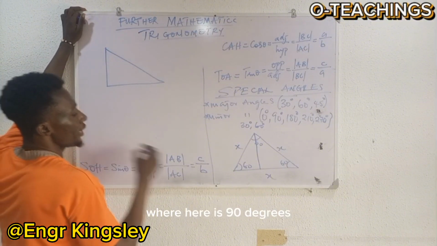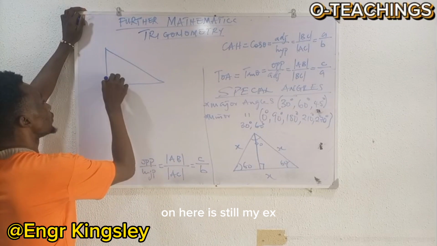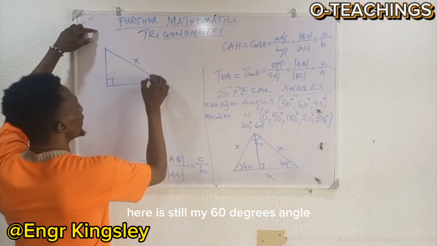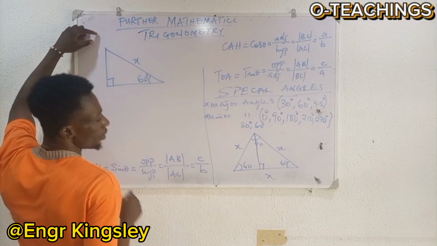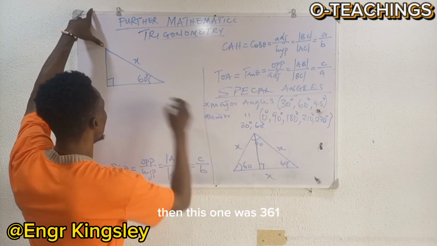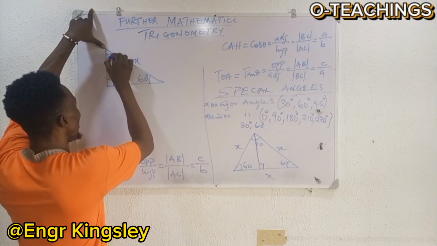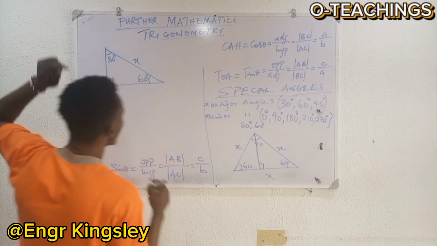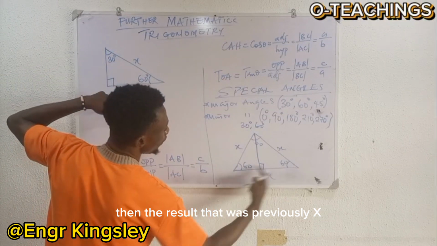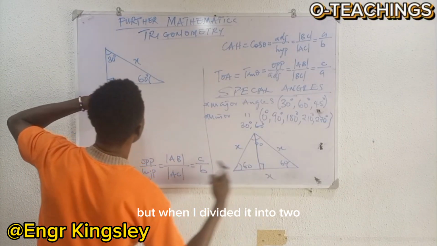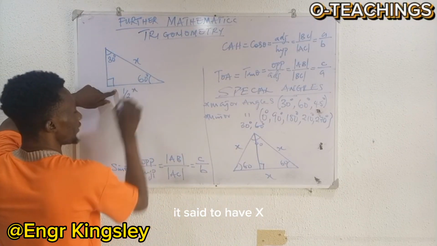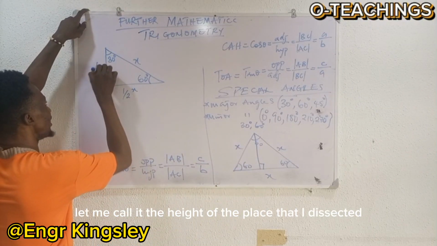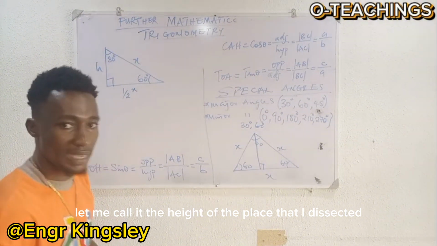Where here is the 90 degrees formed, here is still my x, here is still my 60 degrees angle. Then this one was previously 60. When I bisected it into two, it shared the 60 into two to give us 30 remaining here. Then the horizontal was previously x, but when I divided it into two, it changed to half x. So this is the place we are looking for. Let me call it h, the height of the triangle that I bisected.